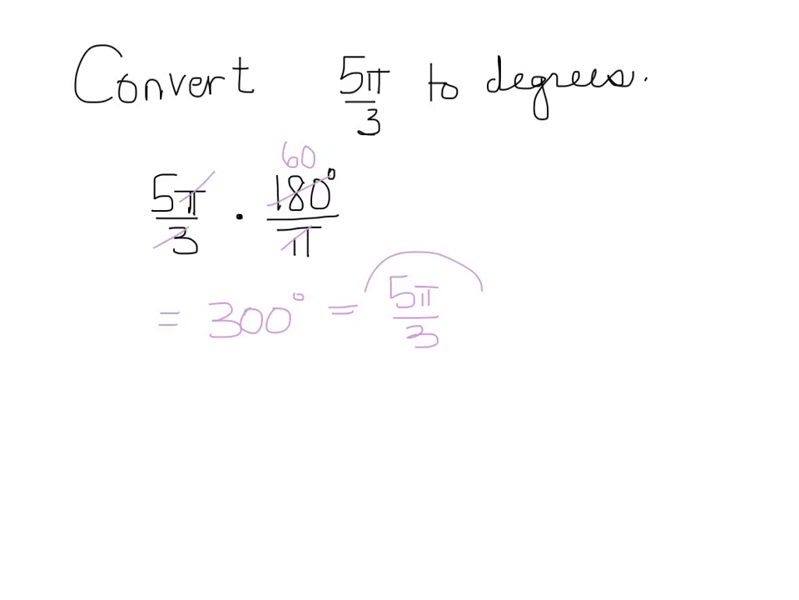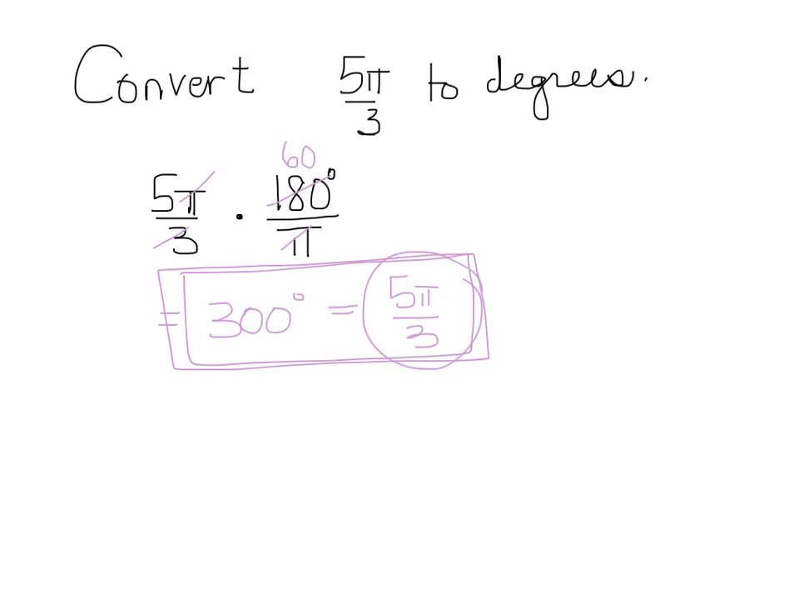Okay? So, yep, there's my answer. Sorry, I meant to circle the other one. So 300 degrees is the same as 5 pi over 3. Be careful. The pi can sometimes be a little bit deceptive.